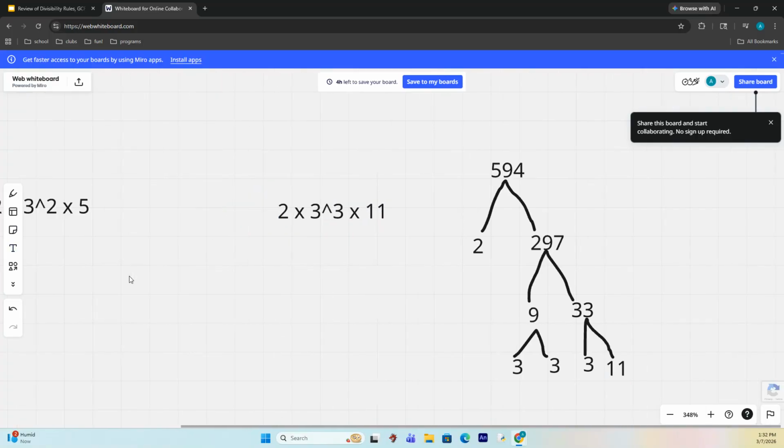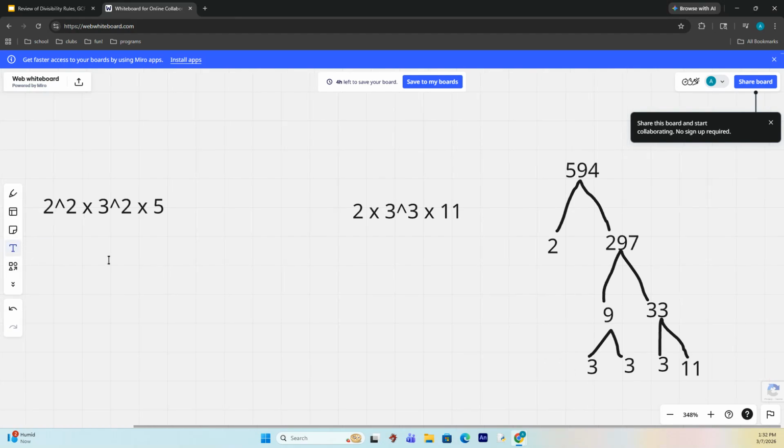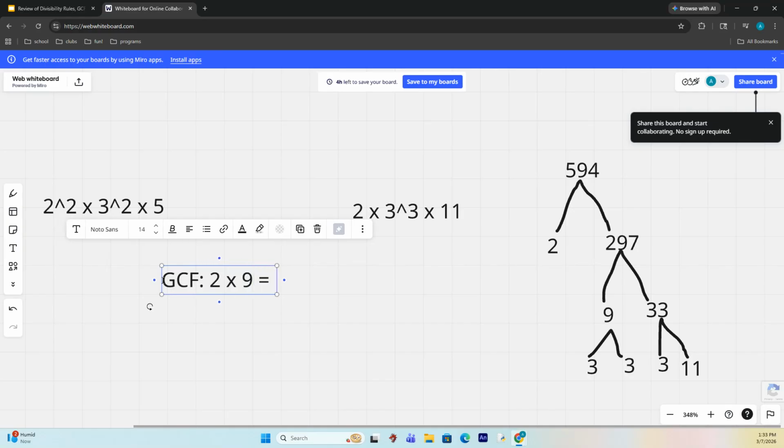All that's left to do now is calculate the GCF and LCM. So let's start off with the GCF. If you remember, GCF requires shared numbers, so 5 and 11 are immediately out of the picture. Between 2 squared and 2, 2 is the smaller power, and between 3 squared and 3 cubed, 3 squared is the smaller power. 3 squared is 9, so we find out the GCF is 18.